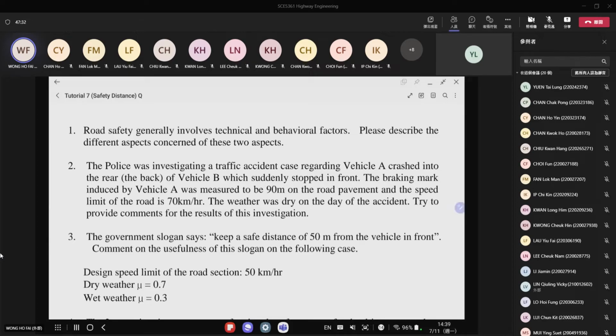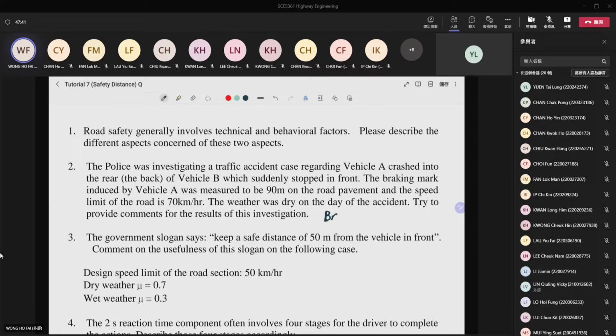If you remember, we have the distance, or we can call it the braking distance. It equals VD squared over 2 mu g, where VD is the design speed, mu is the friction coefficient and g is the gravitational acceleration. Then you need to add VD times T, where VD is the design speed and T is the reaction time.